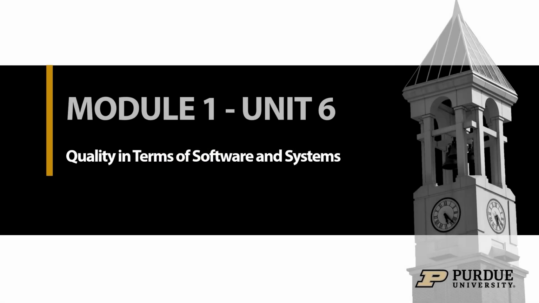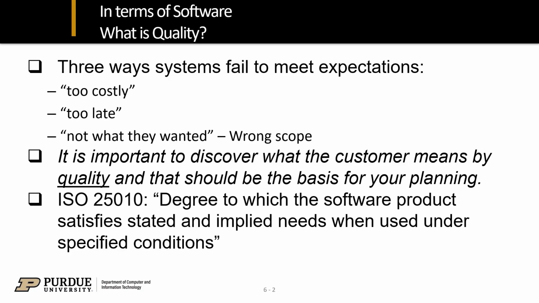In this last unit of this module, I'm going to focus more on IT, especially in terms of software and systems. So in terms of software and systems quality, three ways systems fail to meet expectations is the system costs too much, or it's delivered after budget or after it was scheduled, or it's not what the customer wanted, it's the wrong scope. So as we learned earlier, it's important to discover what the customer means by quality, and that should be the basis of your planning.